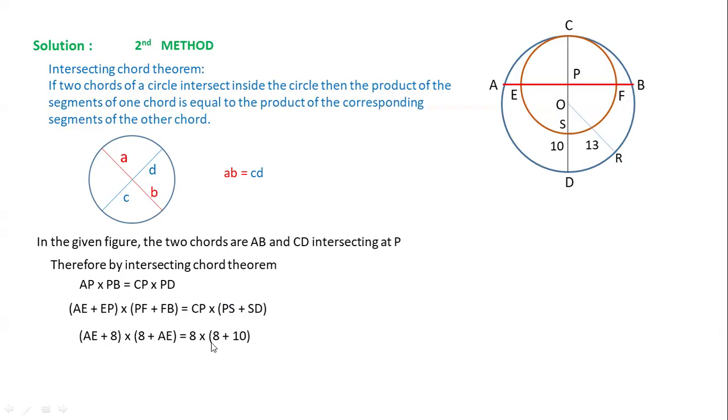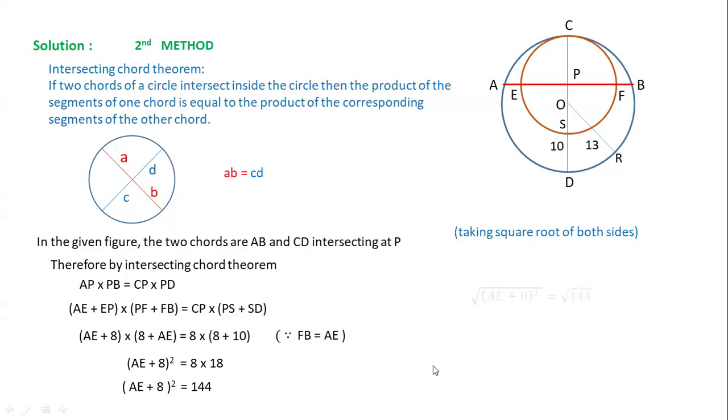So CP into 8 plus 10. So 8 plus AE plus 8, AE plus 8. That means AE plus 8 whole square is equal to 8 into 18. Multiply this. AE plus 8 whole square is equal to 144. Square root of both sides. Root of AE plus 8 whole square is equal to root of 144. Square and root cancel, so you will be left with AE plus 8 is equal to plus minus root 144, which is plus minus 12.